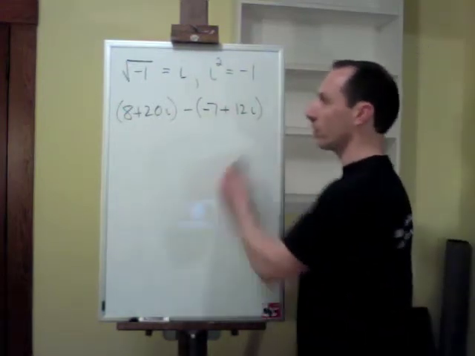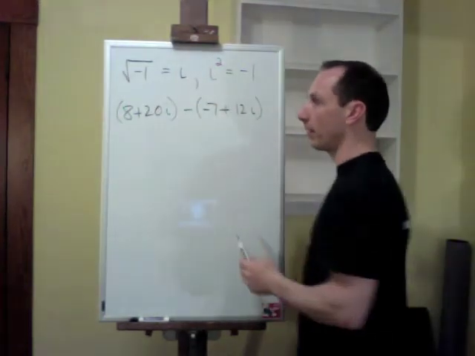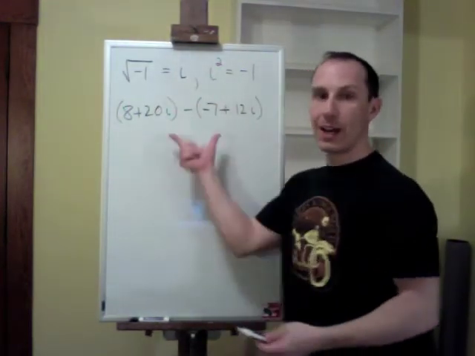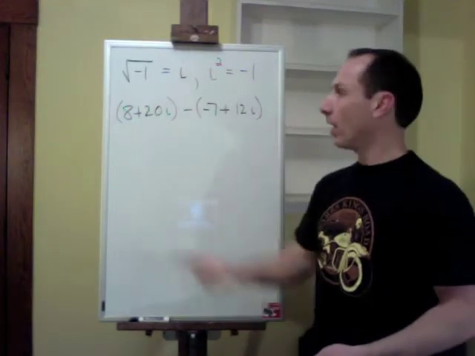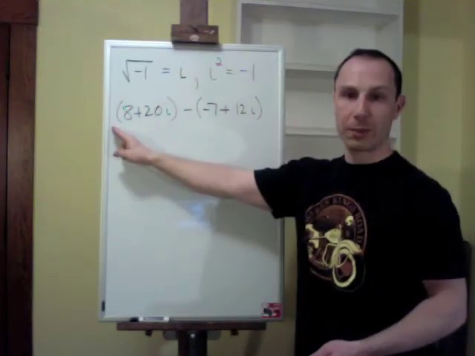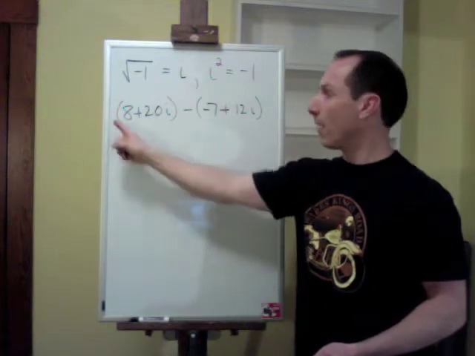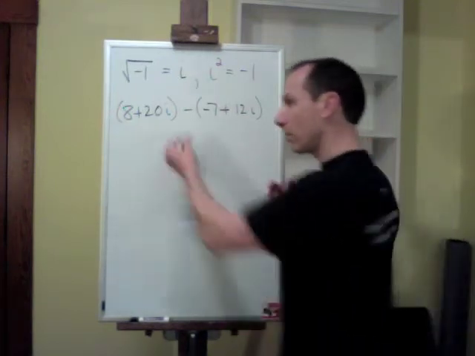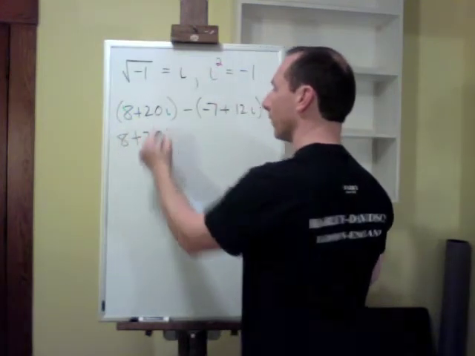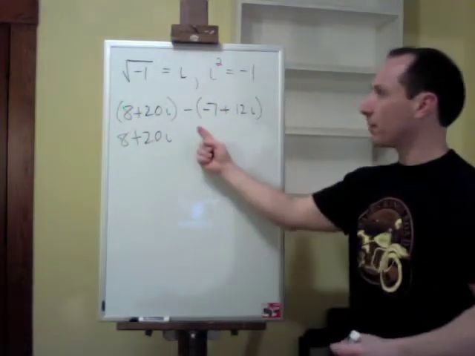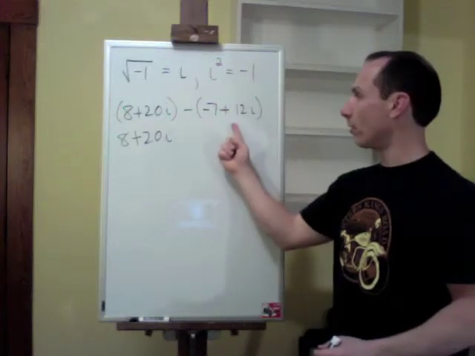And what we're going to do is handle a simple problem like this. The first thing I notice is that I have parentheses. When I see parentheses, I think distribution. And so what I need to distribute to this first set of parentheses is a +1. And a +1 times all of this stuff is all of this stuff, 8 plus 20i. The second set of parentheses here has a -1 distributed through.